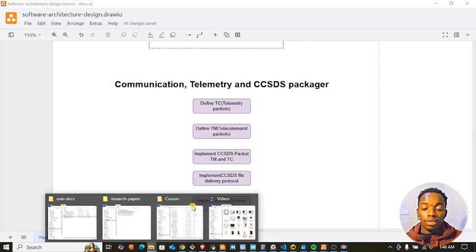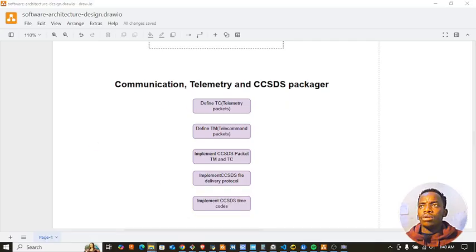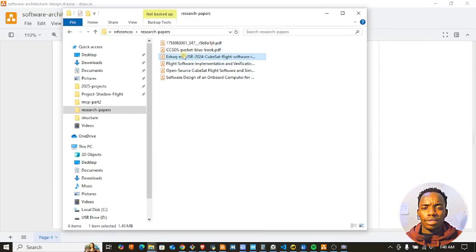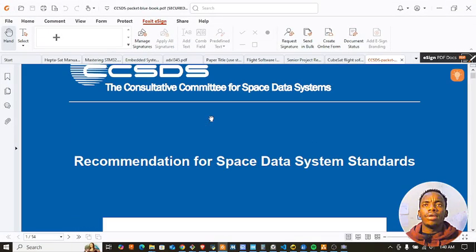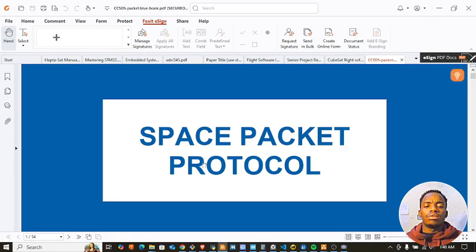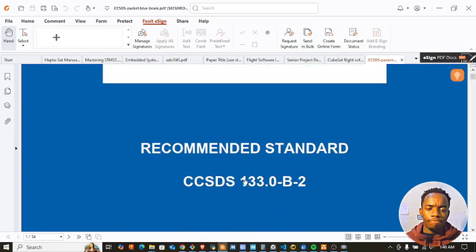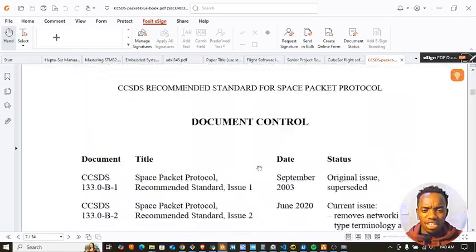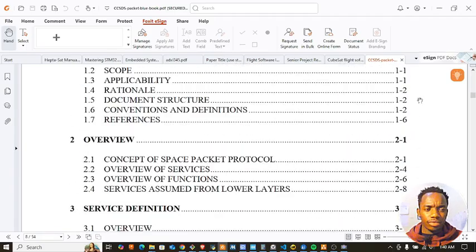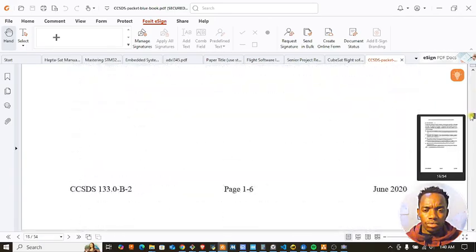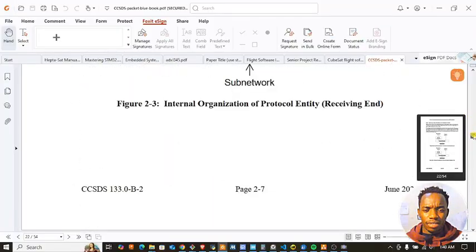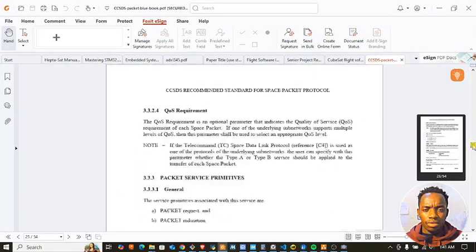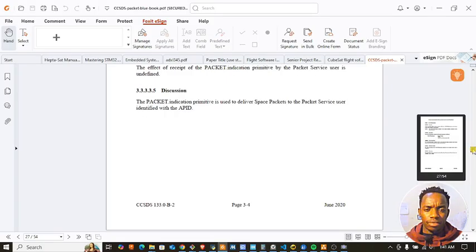So they discuss, where's my document? I think I have that document. There's a blue book for them. Yeah, so recommendation for space data systems standards. Right, so this is what I'm talking about, the space packet protocol. I'll just scan it through and show you something short. I'm not done reading it yet, but should be done in a few hours maybe, or the next few days.